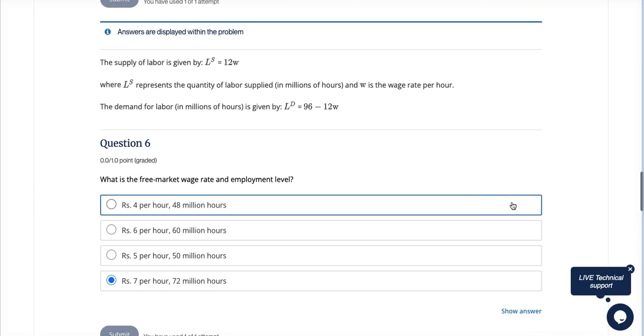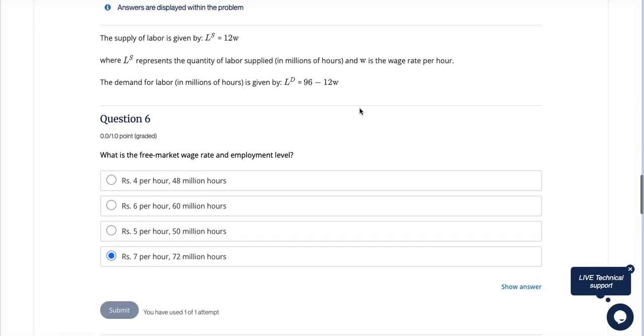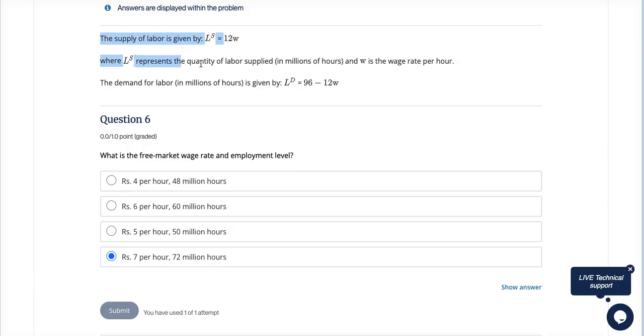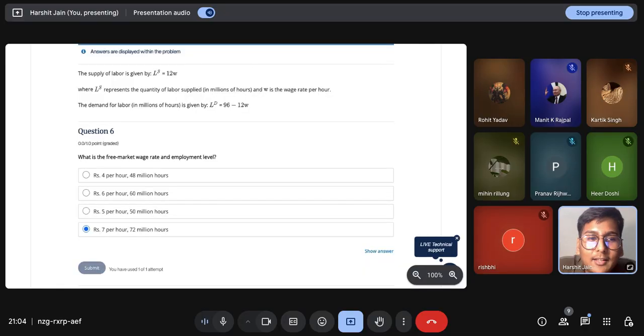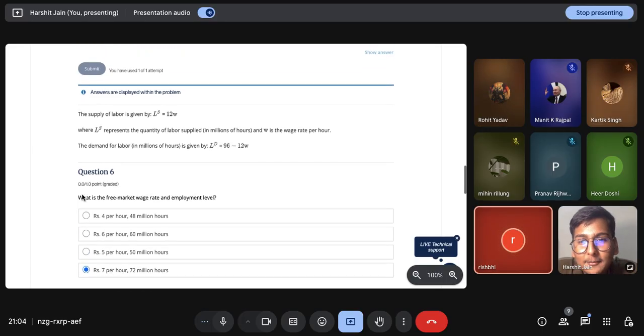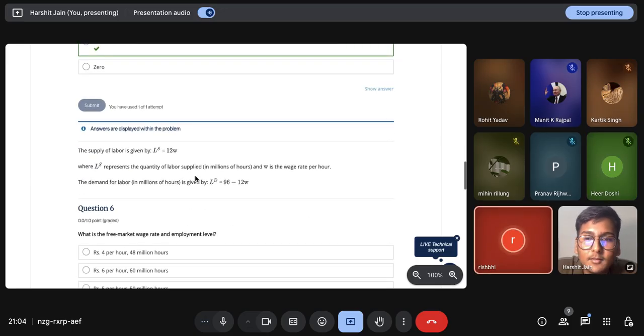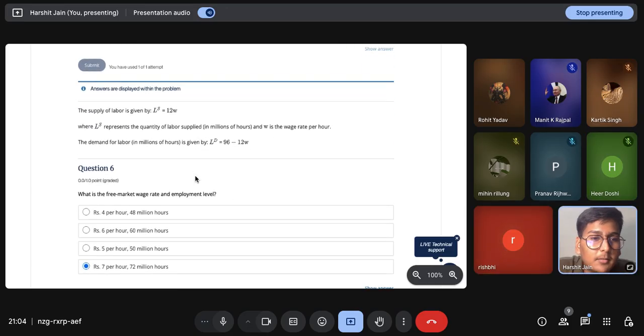Okay. There was a case, I think, where the supply of labor is given by... I don't know a single answer to these questions. Okay, fine. Did you understand the previous one? No. Alright, go to the previous elasticity one. Yes, I did. Okay, then it's fine. Does someone else want me to explain this? Heed, Manit, Kartik, Niheen, Pranav.